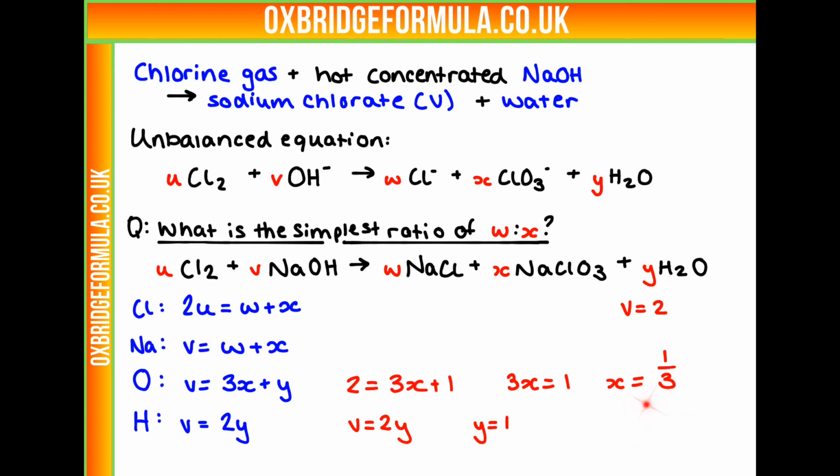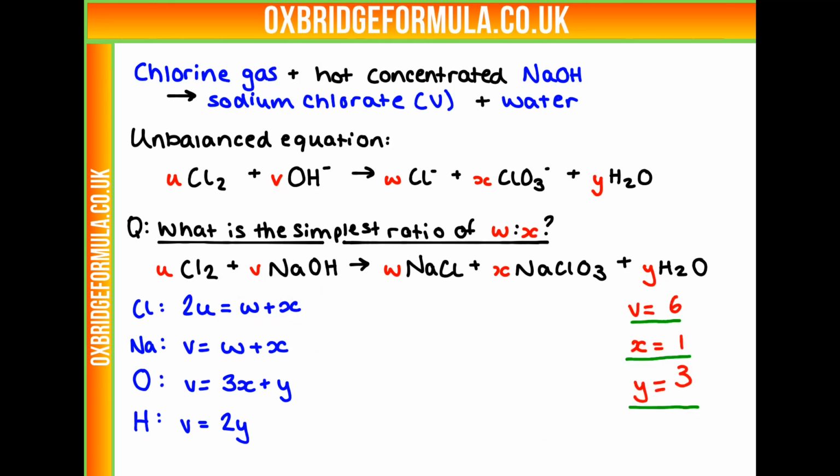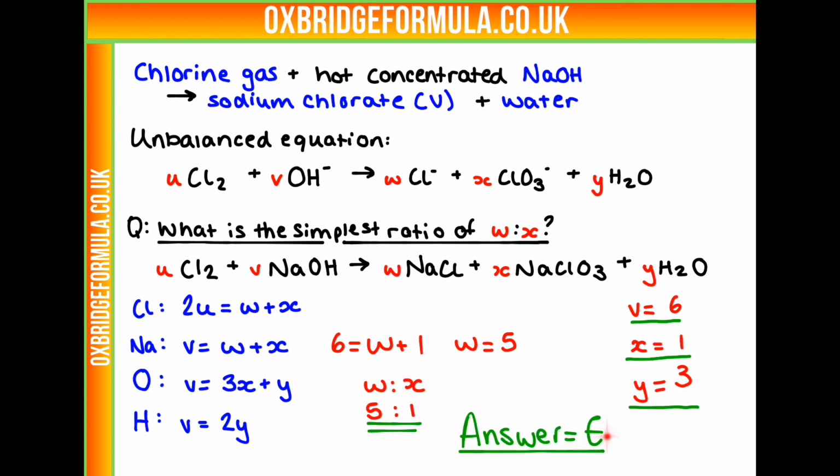Now, just to make this easier on us, I'm going to times all of the ones we have had by 3 to make some nice easier numbers. So let's continue with our other equations. With our new numbers, we can work out, let's say, this one for sodium. V, which is 6, equals W plus 1. So W is 5. And now all we need to know is the ratio between W to X, and we have both of those. So our ratio of W to X is just 5 to 1. And that's our final answer, which gives us an answer of E.